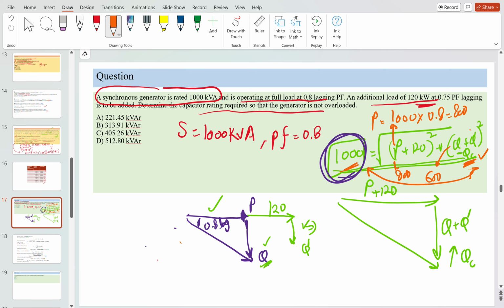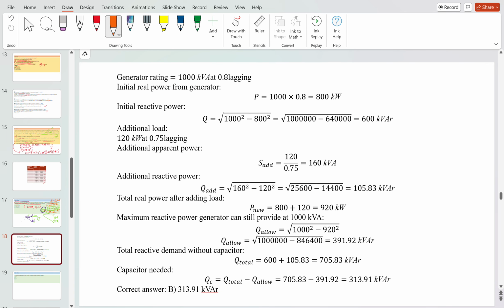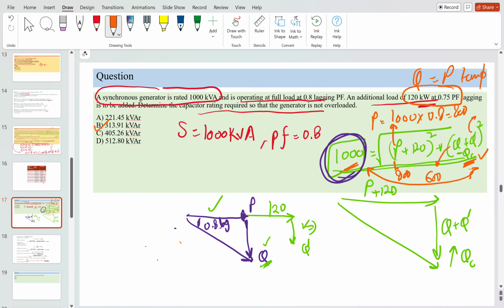Now you have to calculate the Q dash. Q dash you can calculate from here because the power factor is already given. Okay, Q is basically P tan phi. So when you find out the Q dash, just put it inside the equation, find out the value of QC, and when you solve for QC, it will come out to be 313.91. So option B is actually correct.